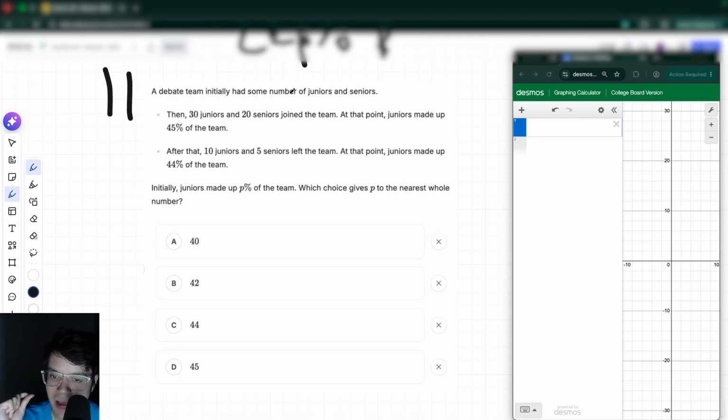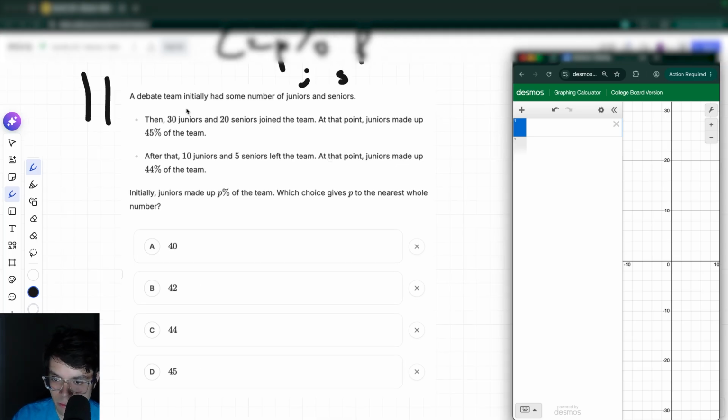So a debate team had some juniors and seniors. Then 30 juniors and 20 seniors joined the team. At that point, juniors made up 45% of the team. So a debate team initially had some number of juniors and seniors, and then it says some joined and some left, and then all this other information. It's asking us here what percentage of the original team was juniors.